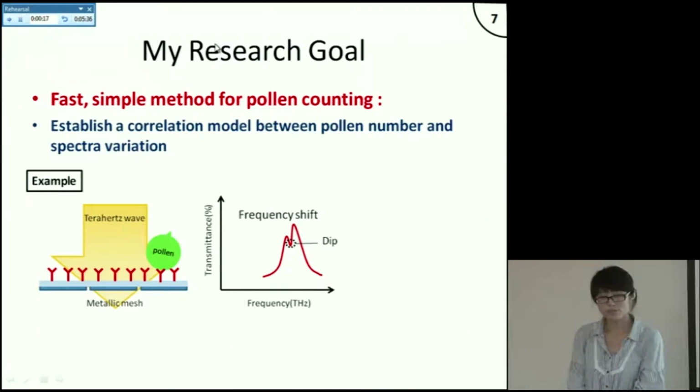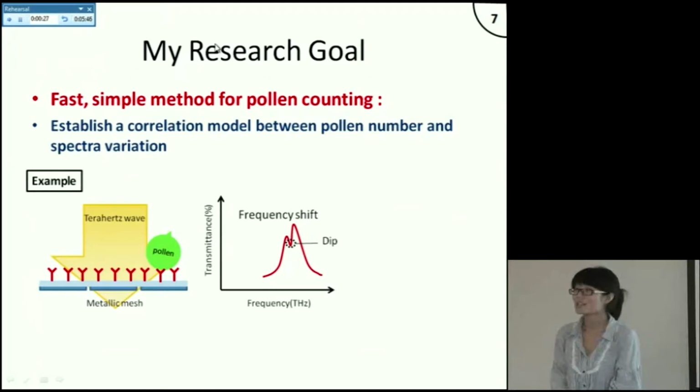So my research goal is to find a fast, simple method for pollen counting. Because terahertz waves correspond to intermolecular vibration, they have potential for detecting binding between pollen allergen and antibody.